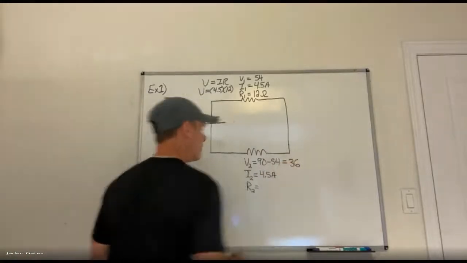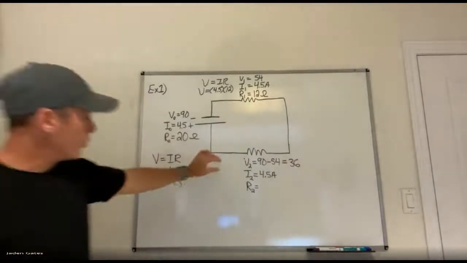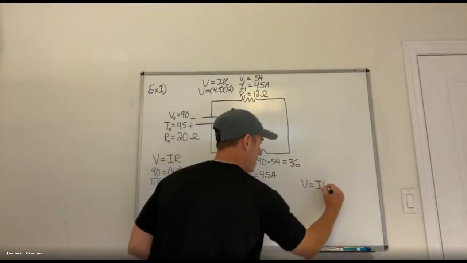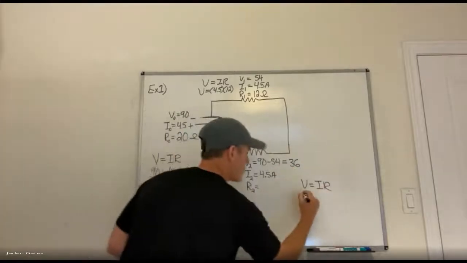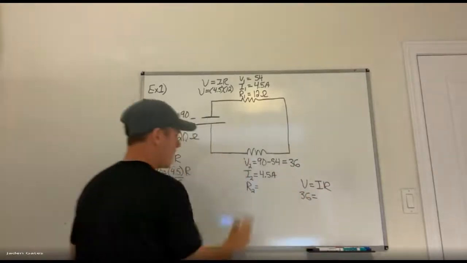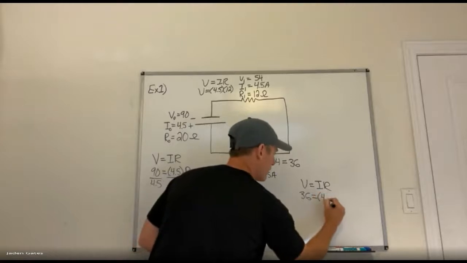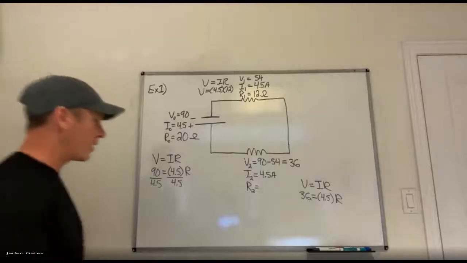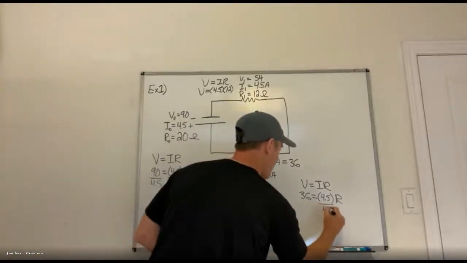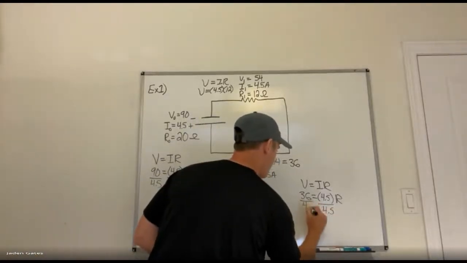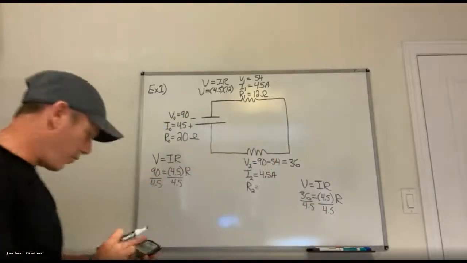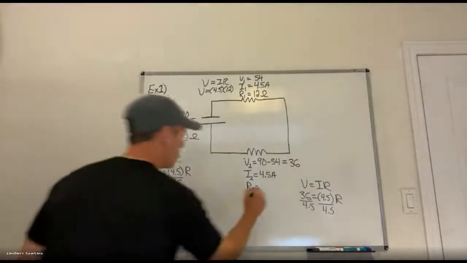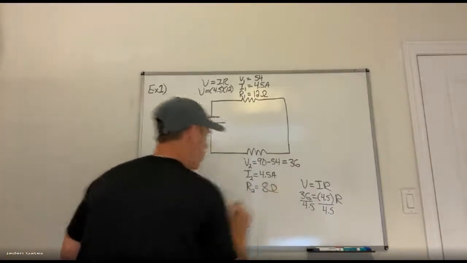All right, now that I know 2 of them, again, I'm going to use Ohm's law, V equals IR. I have 36 volts. The current is 4.5. And I'm going to find the resistance. So again, I'm going to divide both sides by 4.5. I take 36, divide it by 4.5, and I end up with 8 ohms.